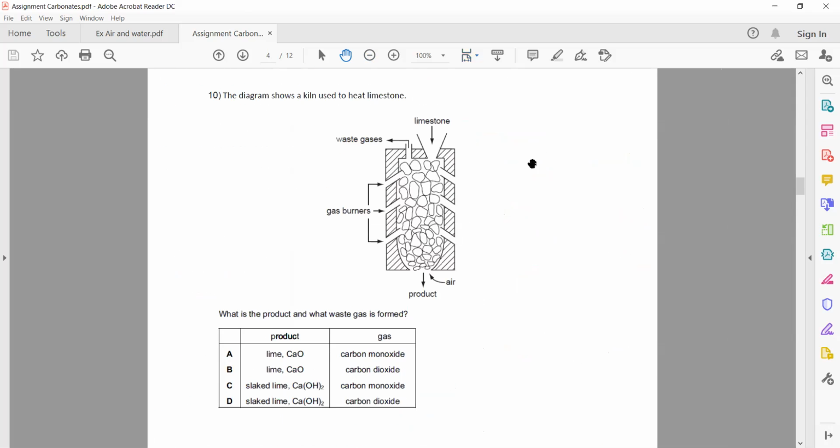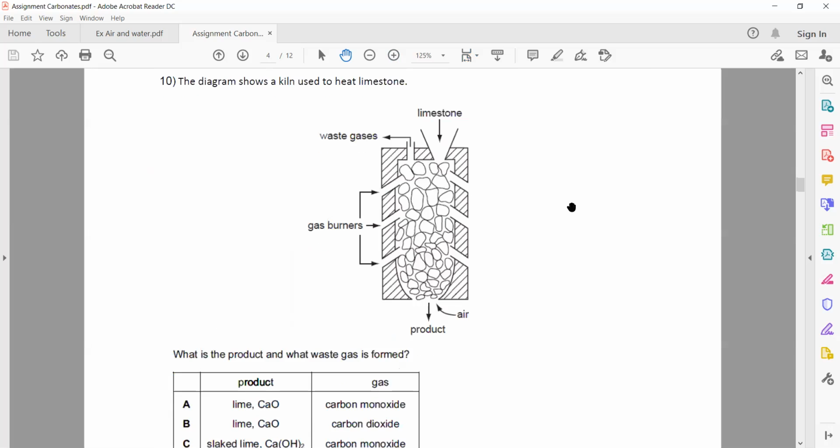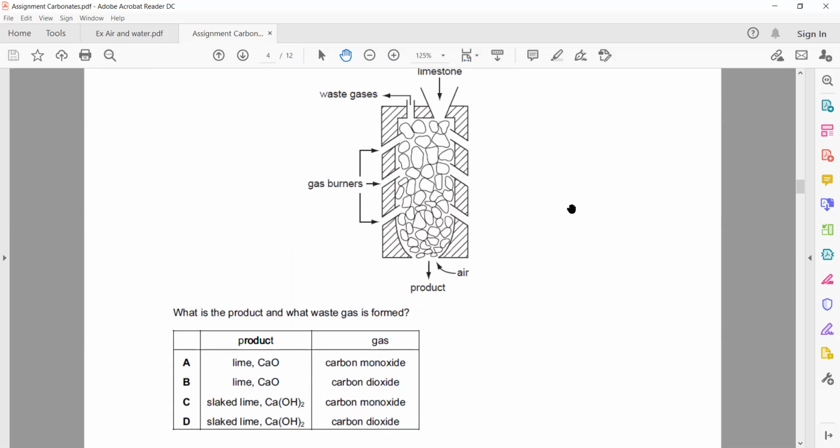Again, a similar question. The diagram shows a kiln used to heat the limestone. What is the product and what waste gas is formed? So the product will be calcium oxide and the gas is carbon dioxide. So B is the right answer.